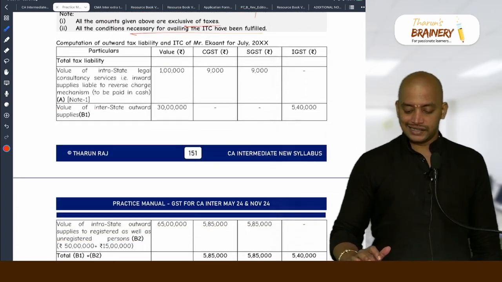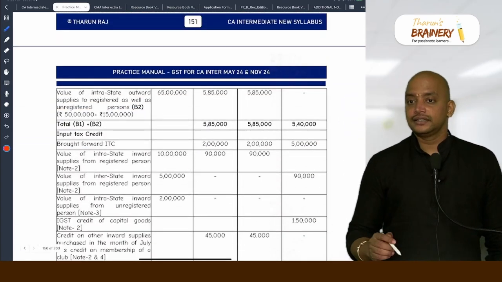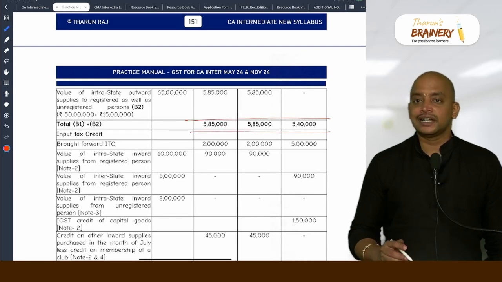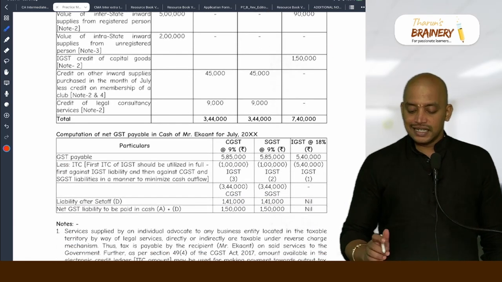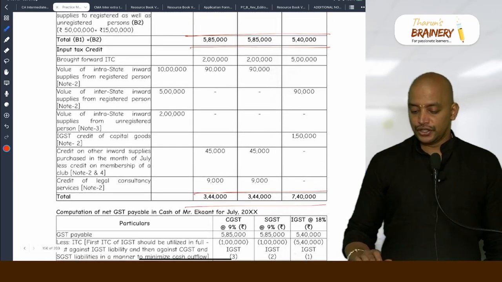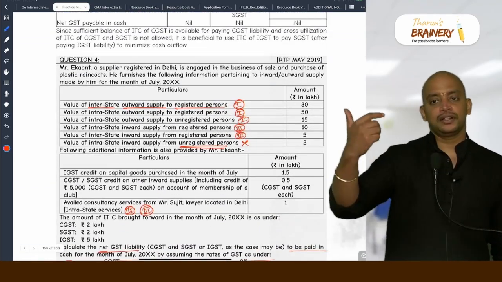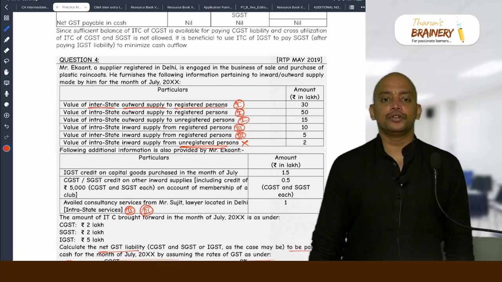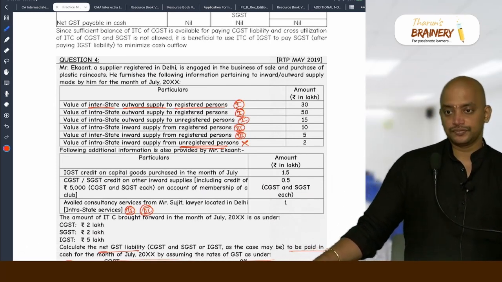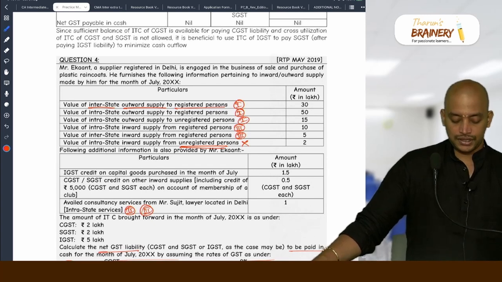Now see this. Gross GST 5 lakh 85, 5 lakh 85, 5 lakh 40. Correct? Then ITC 3 lakh 44, 3 lakh 44 and 7 lakh 40. Now we will do the computation of net GST payable. Last statement. Statement 4. Computation of net GST payable.